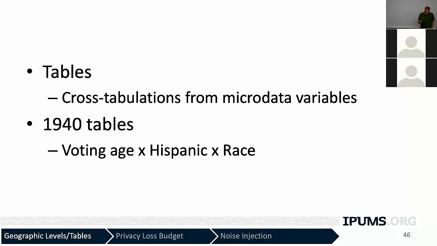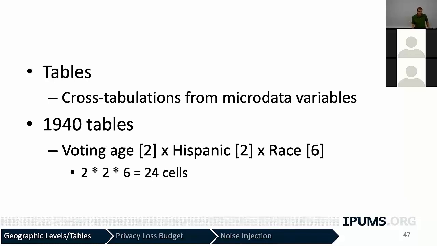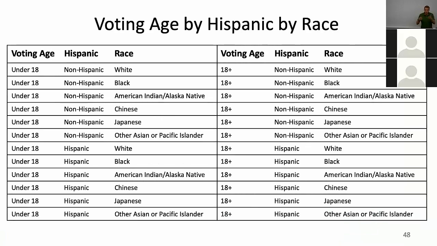All right. Voting age by Hispanic by race. This is a 2 by 2 by 6 cell table. So there's 2 voting age categories, either above or below age 18, 2 Hispanic, yes or no, and 6 race categories: white, African American, American Indian, Chinese, Japanese, and other Asian. Those are the 6 race categories in 1940. So 24 cell table. This is just the enumeration of each of those possible combinations.